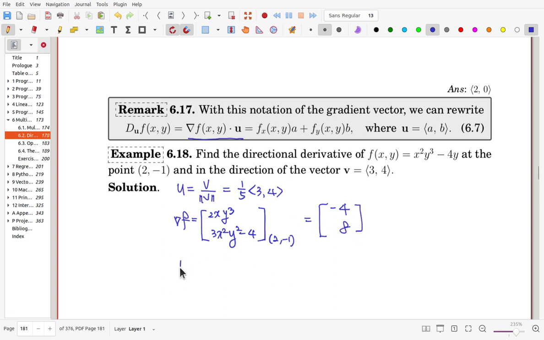So here, the directional derivative D_u f is the same as the gradient of f dot u. That is (-4, 8) dot 1/5 of (3, 4). 1/5 is a constant, and we have the dot product, which is minus 12 plus 32. That'll be 20. So the answer is 4.